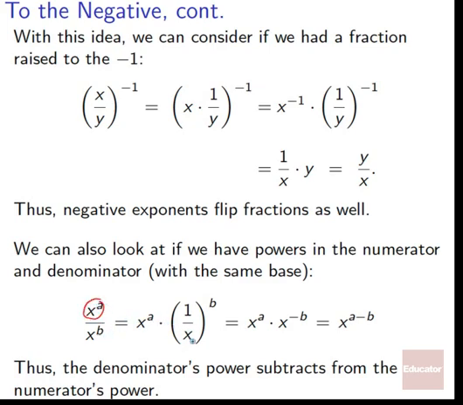So x to the a times 1 over x, and that whole thing to the b, is equal to x to the a times x to the negative b, because 1 over x is equal to x to the negative 1. So 1 over x to the b is equal to x to the negative b, and now x to the a times x to the negative b combines through addition, which in this case will become subtraction. So we've got x to the a minus b. Thus, the denominator's power subtracts from the numerator's power. That's another thing that we've got out of this.